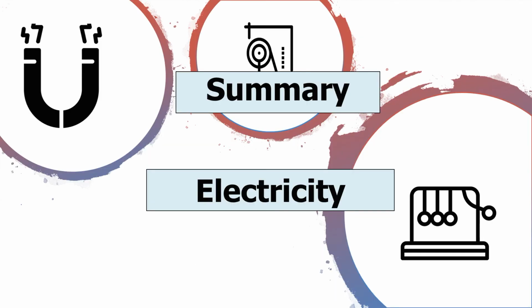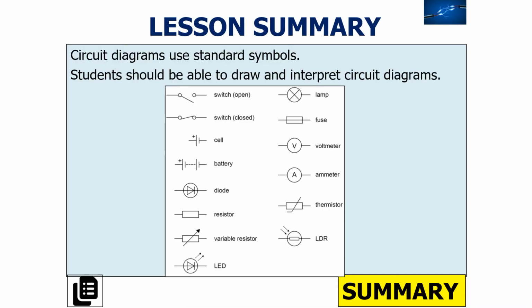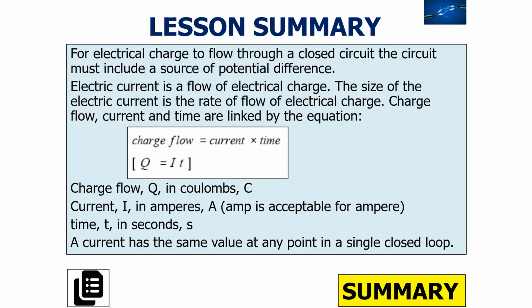So let's summarize what we've learned about electricity in this revision session. We've learned about the different standard electrical symbols and how to use them in circuit diagrams. That for electrical charge to flow through a closed circuit, the circuit must include a source of potential difference. That electrical current is the flow of electrical charge, and the size of electrical current is the rate of flow of the electrical charge, where charge flow equals current times time, and current has the same value at any point in a closed loop.